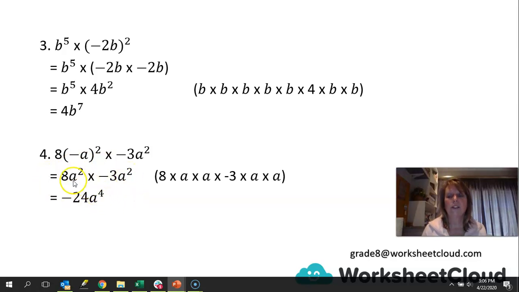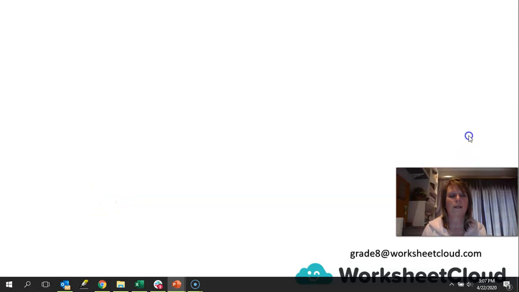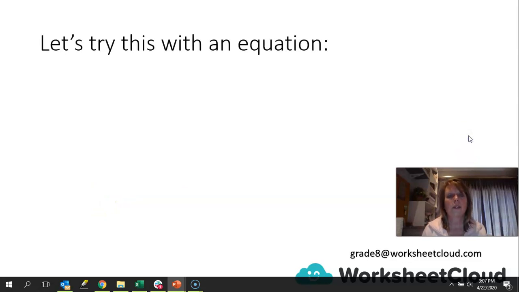Okay, so what are we actually doing? Each time we are multiplying, what did we do with our exponents? We actually added them together. So when you are multiplying a variable that has exponents, you can add the exponents together. Here, the same thing, a to the power of 2, a to the power of 2, you are multiplying, so you multiply out and then add your exponents together. So it would be 8 times minus 3, minus 24, a squared times a squared, 2 plus 2 is 4.